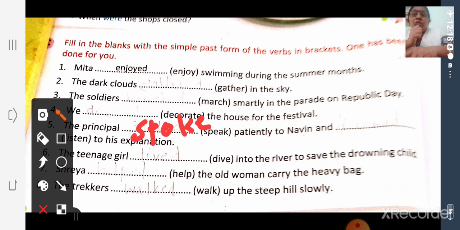The teenage girl dived into the river to save the drowning child. Then Shreya dashed the old woman. Shreya helped. Then the truckers dash up the steep hill slowly. Truckers walked.